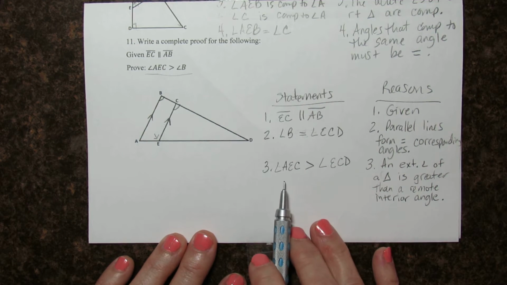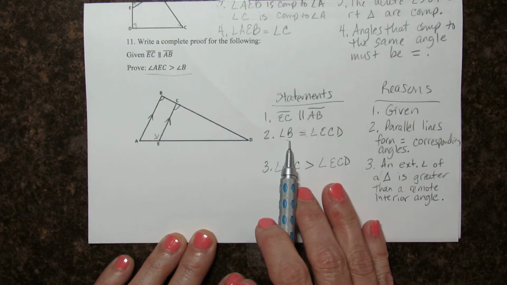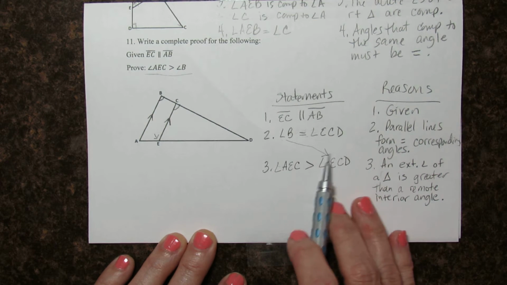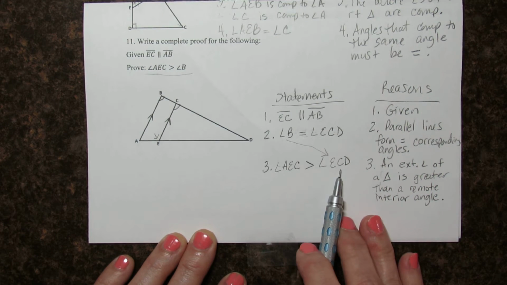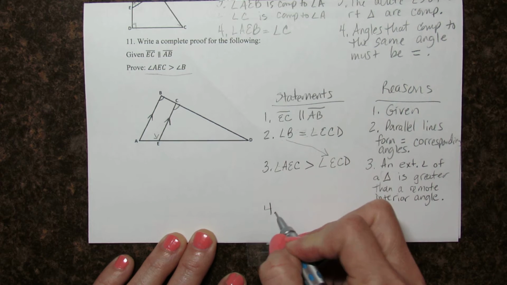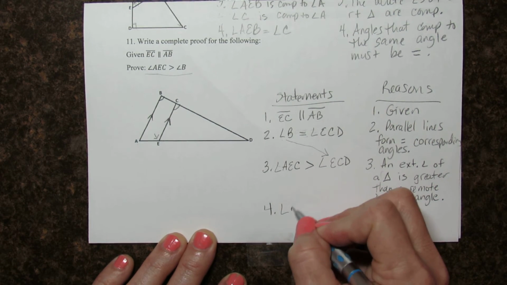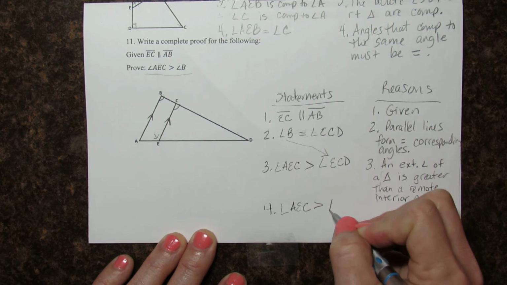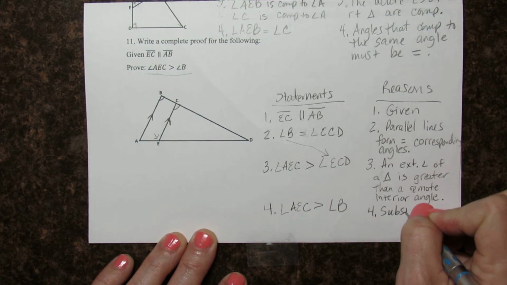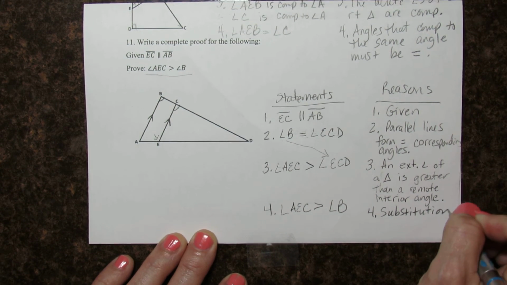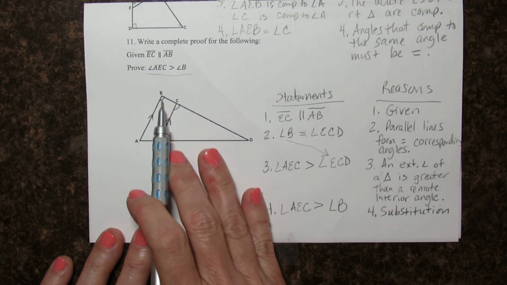Alright, so angle B is equal to angle ECD, so I can substitute angle B in here. Since it's the same as ECD, I can just substitute it right in there. So I'm going to rewrite this inequality with B substituted for ECD. Angle AEC is greater than angle B. Substitution. And that's what I was trying to prove. That angle AEC is greater than angle B.